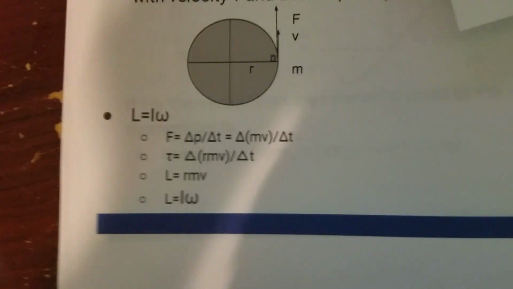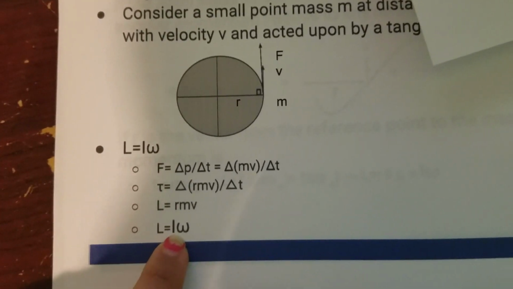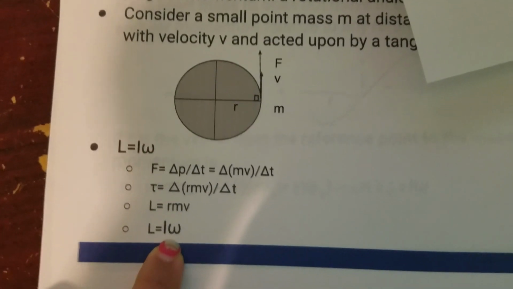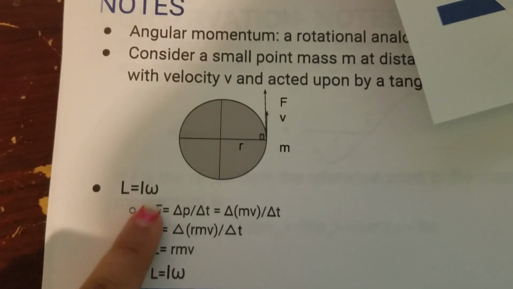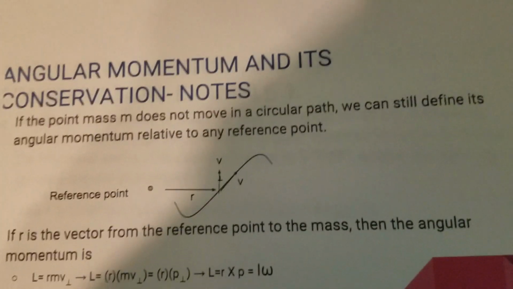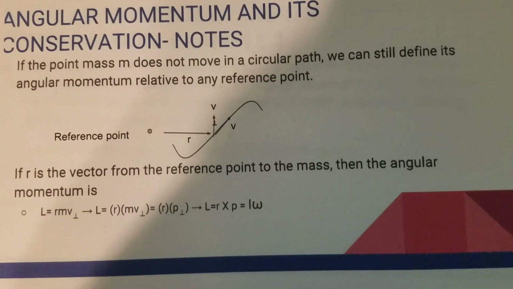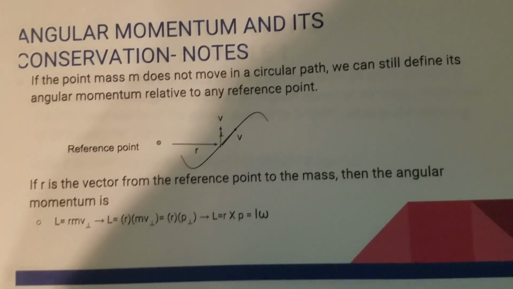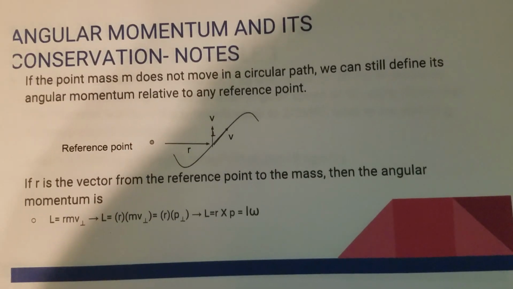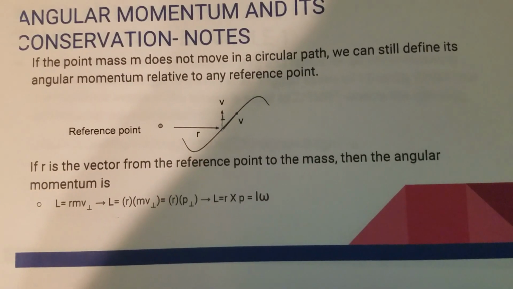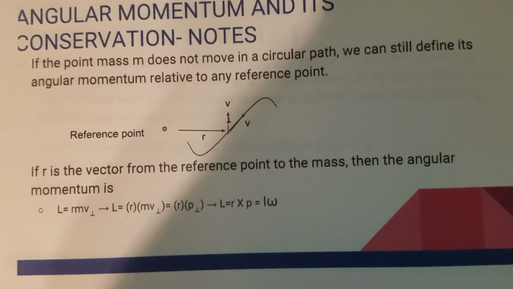And mass times radius is just inertia, and the velocity, the rotational analog, is omega. So that's how you get this equation. That's just how you form this. So in case you're wondering, you don't need to know this for the AP Physics exam. It's not like they're going to ask you how you form this equation. But anyways, if the point mass m does not move in a circular path, we can still define its angular momentum relative to any reference point.